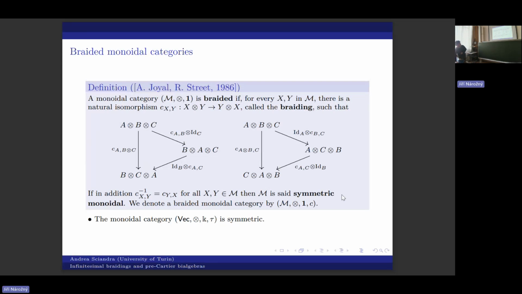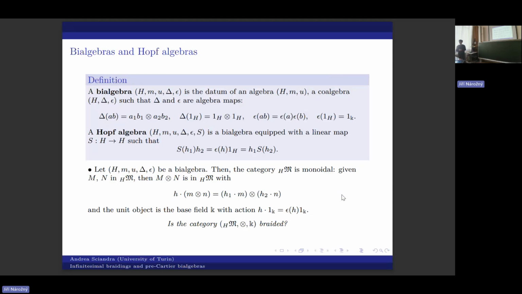Now, when we have this braided monoidal category, we can define bialgebras and Hopf algebras in it. And if we consider the category of vector spaces, in fact, we recover the classical notion of bialgebra and Hopf algebra that I want to recall here.